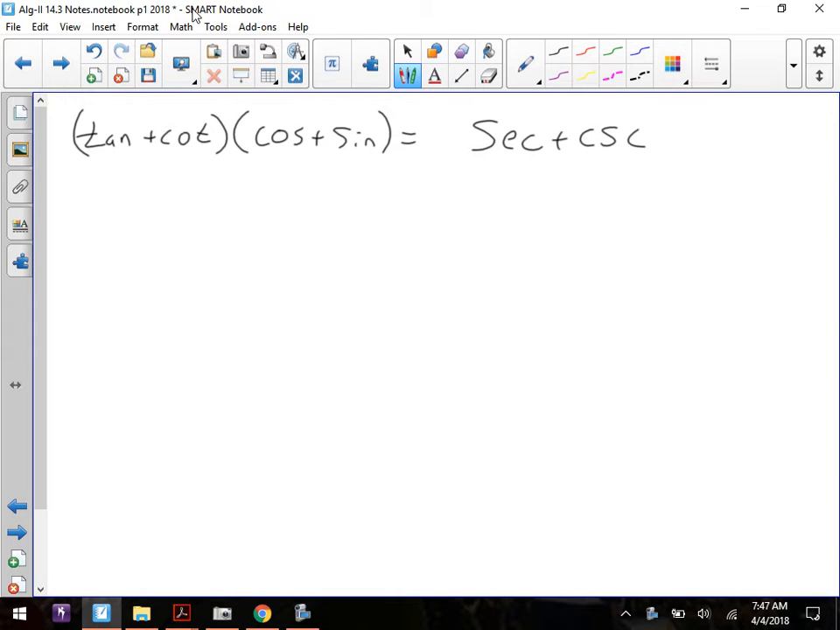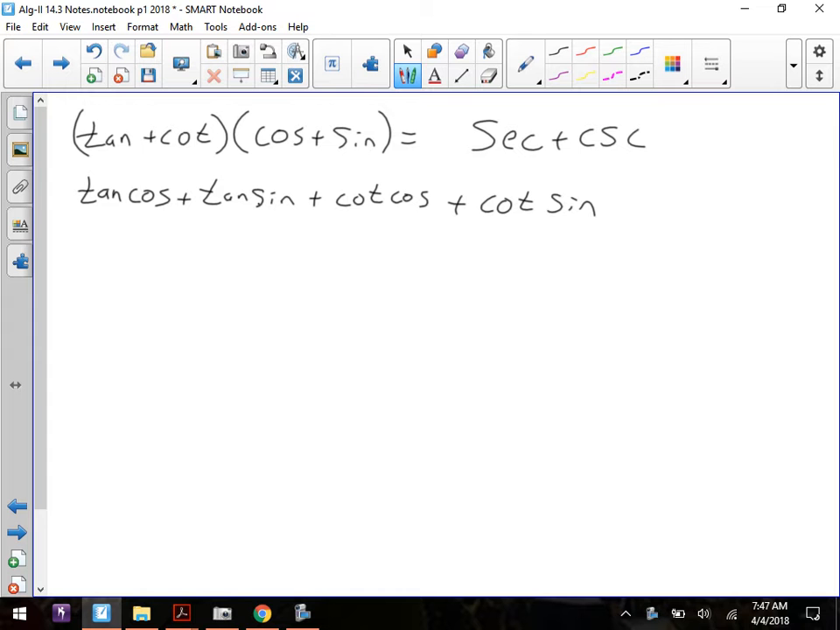So what you have to do here is FOIL. Okay, you FOIL it out. You wind up with tangent cosine plus tangent sine plus cotangent cosine plus cotangent sine.